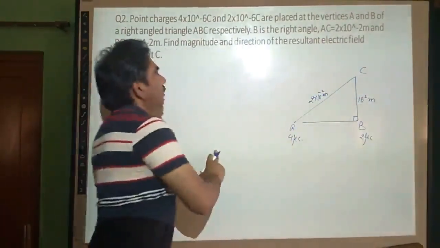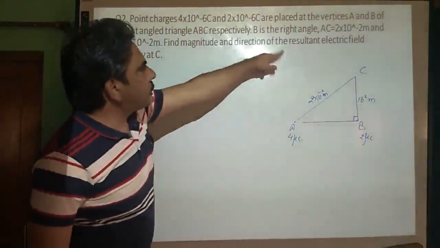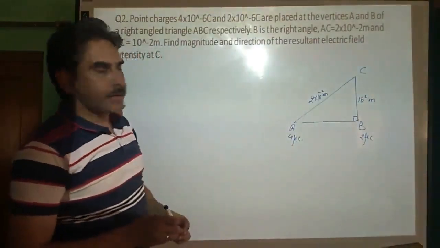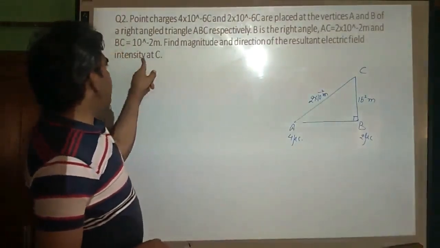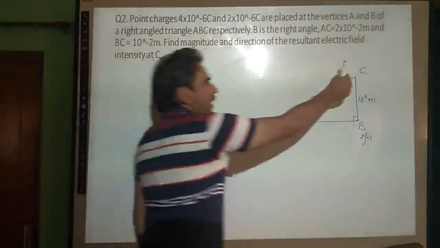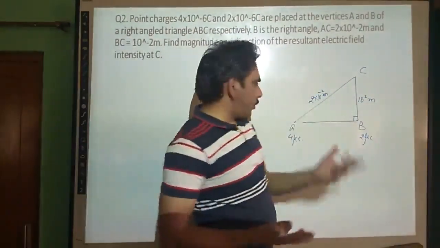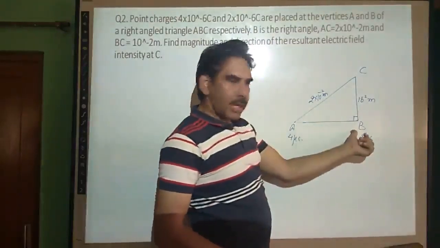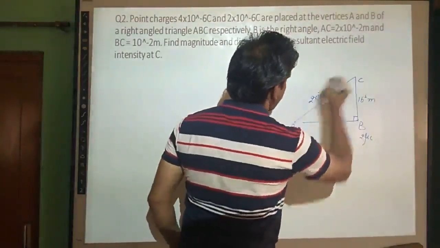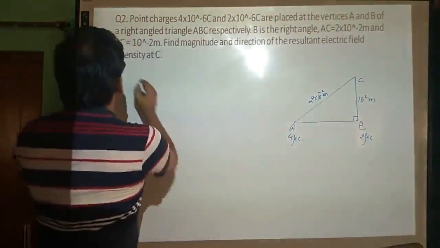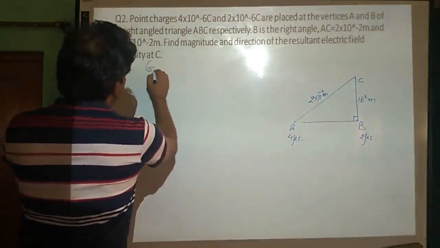So what is the question? We have to find the magnitude and direction of the resultant electric field. We have to find the resultant electric field intensity at point C. So here is point C. We have to find the resultant of the electric fields due to the charge at point A and the charge at point B. Okay, so this is the diagram. You can write the things which are given here.